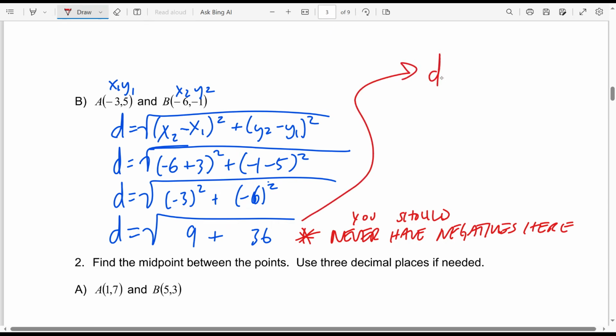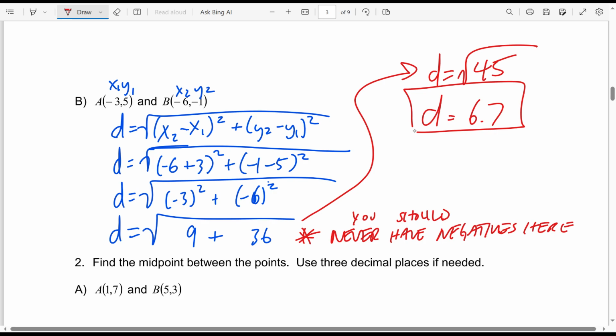Okay, so now I'm just going to add it together. Distance is square root of 45. Distance is going to be 6.7. And the answer is always going to be positive because it's a distance, it's a length. It can't be negative, right? So that's my distance formula right there.